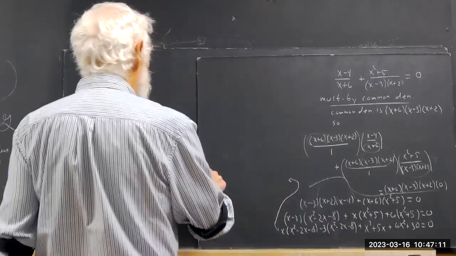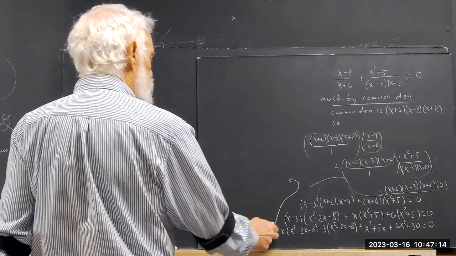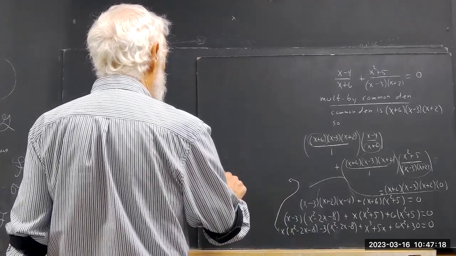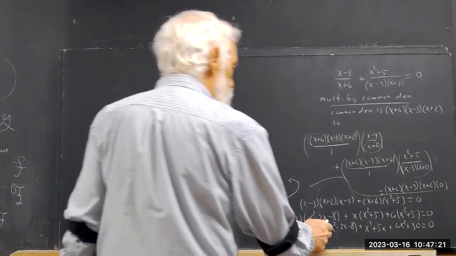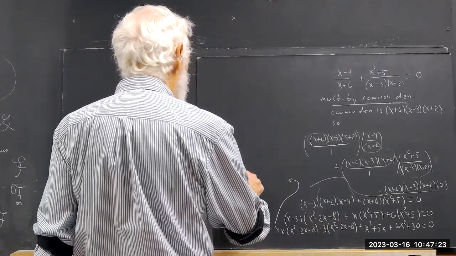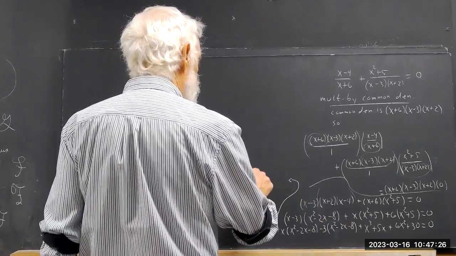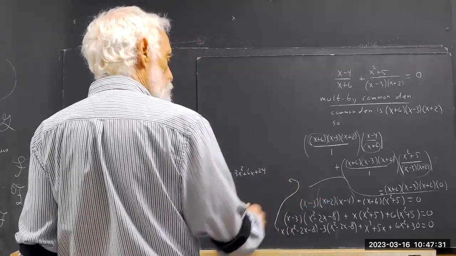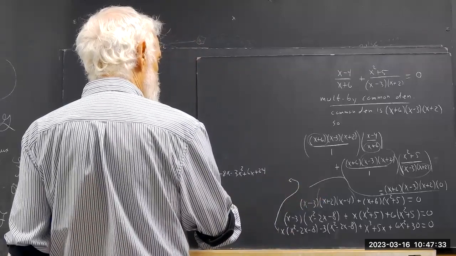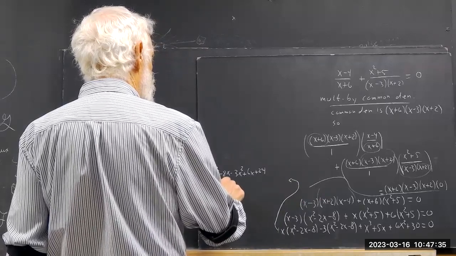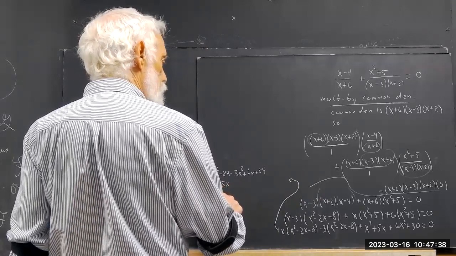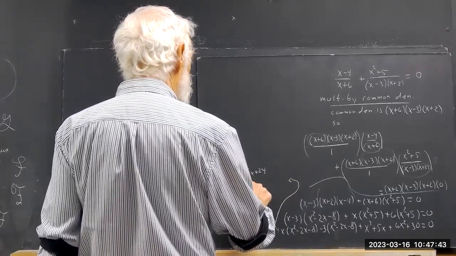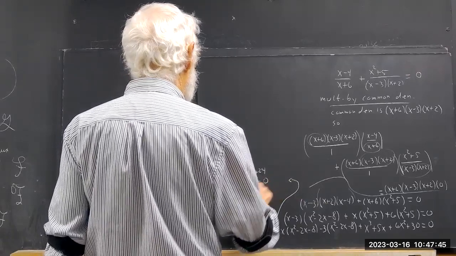x times x squared is x cubed. x times negative 2x is minus 2x squared. x times negative 8 is minus 8x. Then we get minus 3x squared plus 6x plus 24. And I'm already out of room here. And then we're going to have plus x cubed plus 5x plus 6x squared plus 30 equals 0.